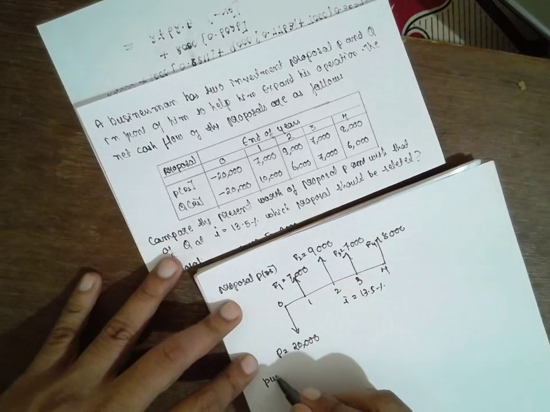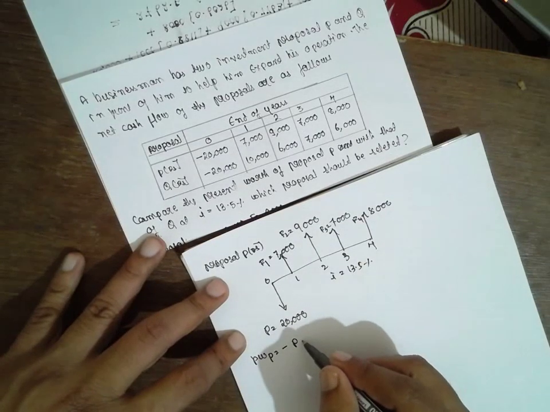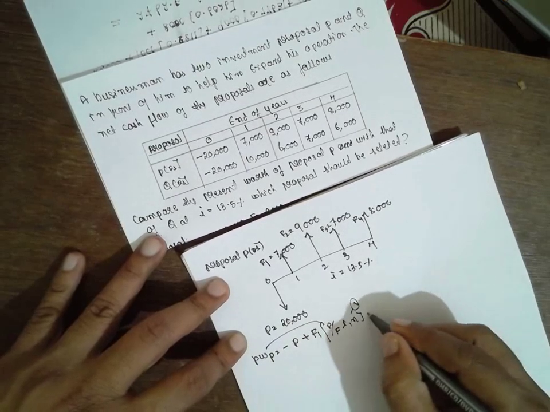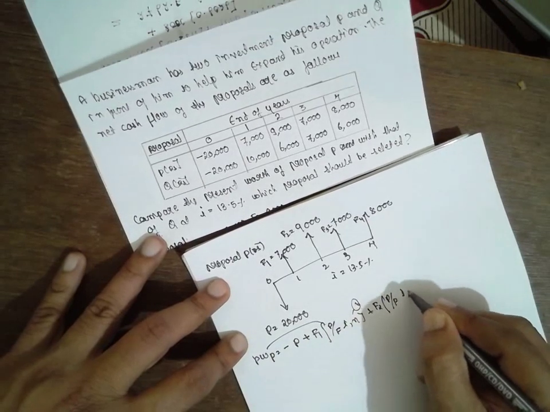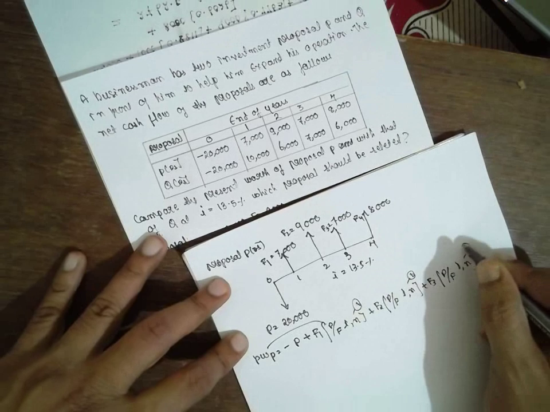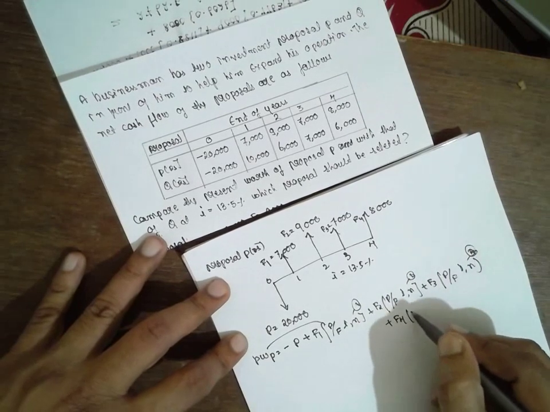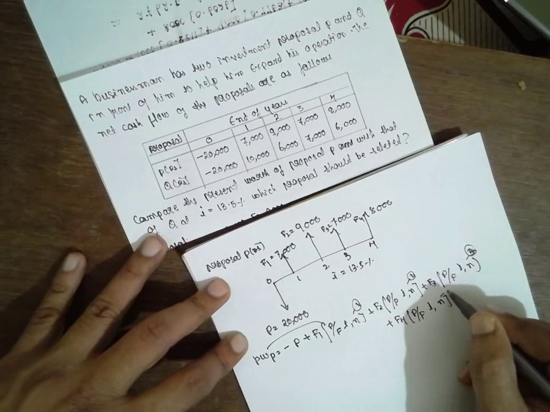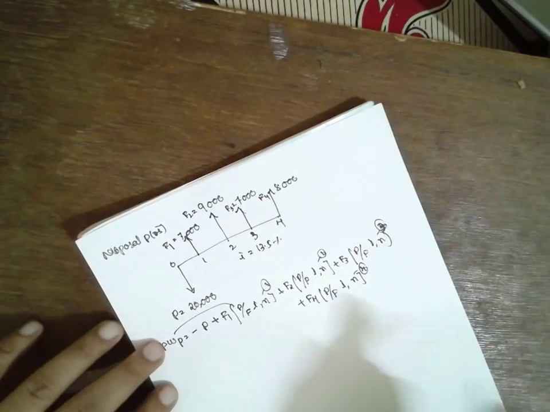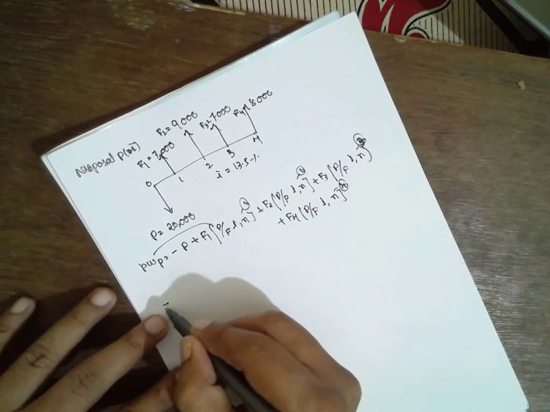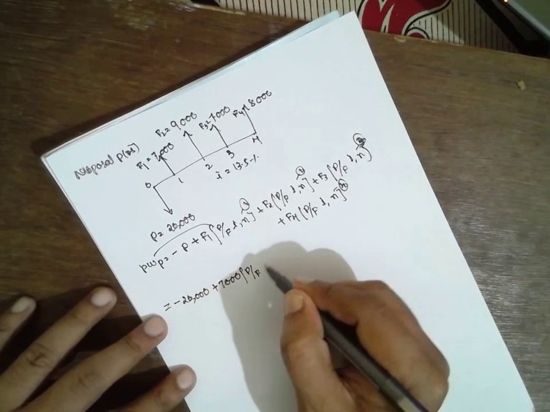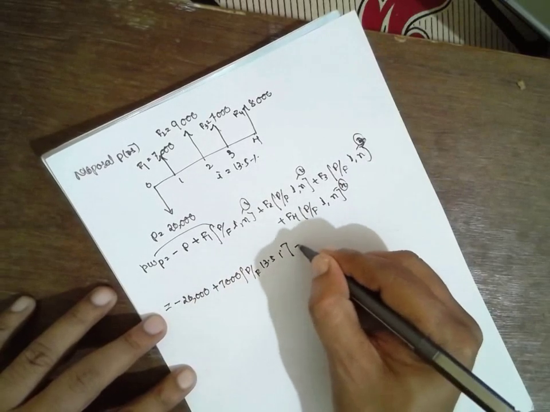Now the formula for this one is PW for P equals minus P plus F1 (P/F, i, 1) plus F2 (P/F, i, 2) plus F3 (P/F, i, 3) plus F4 (P/F, i, 4). Substitute the values here: minus 20,000 plus F1, which is 7,000 (P/F, 13.5%, 1), plus 9,000.